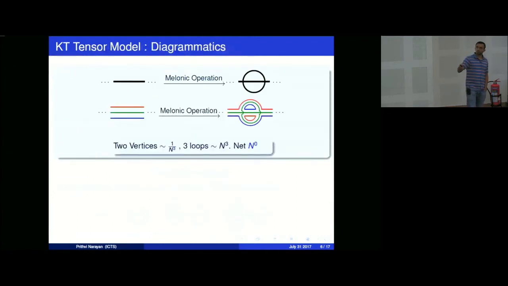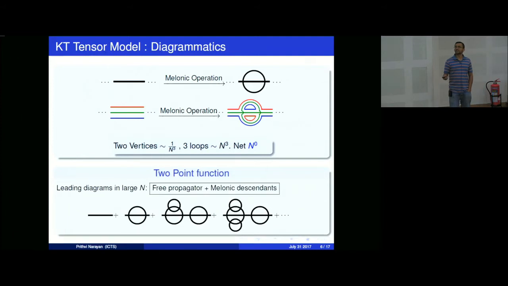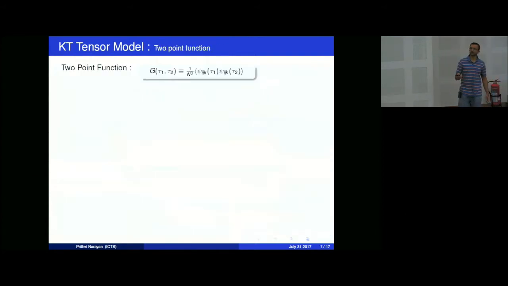But there are 3 extra loops. You can see that there's a blue loop, a red loop, and a green loop. So that gives me n to the power 3. So the net n scaling of this melon is n to the power 0. So you can freely take any propagator and replace it with the melon. It doesn't change the n scaling, and that is the class of diagrams that dominate at large n. For example, in the 2-point function, you can start with the free propagator and all its melonic descendants, where you replace each line by this melon, and they are all leading in large n, order 1.